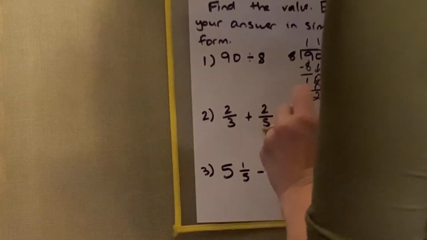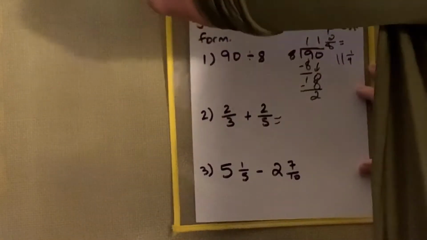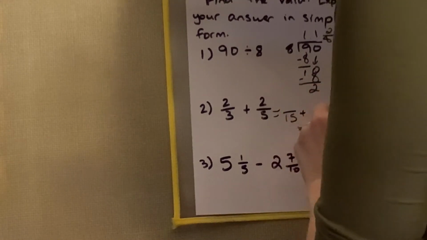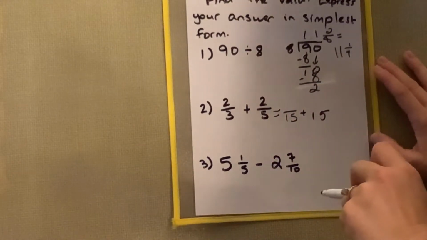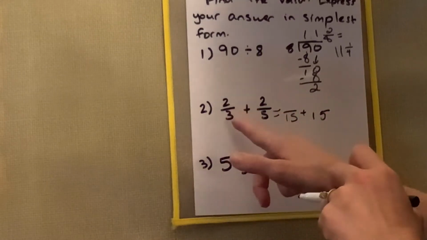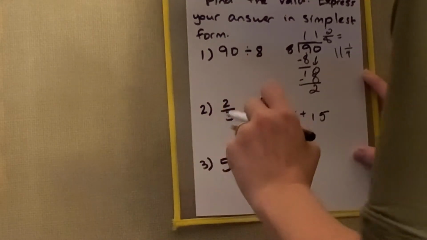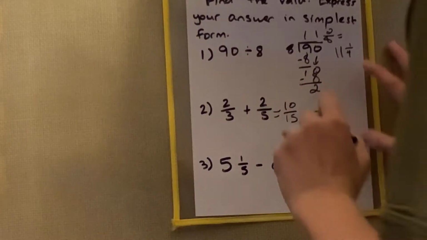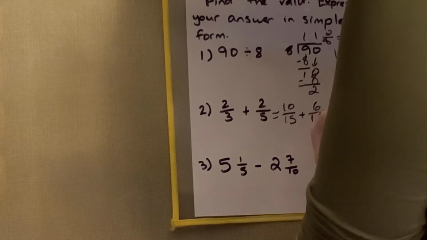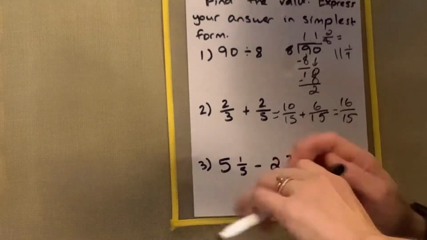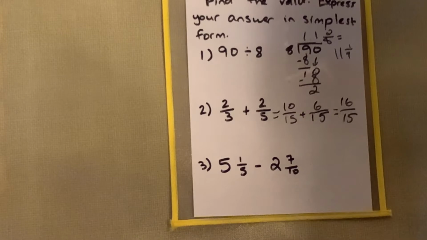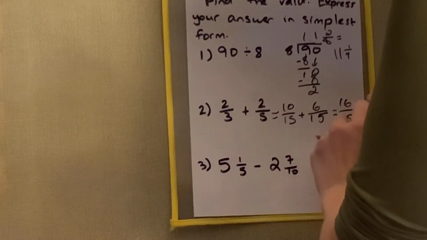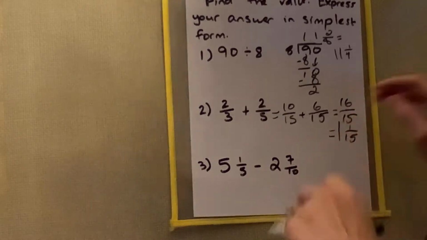For 2, we need to find a common denominator, which in this case is 15. So we're going to be adding something over 15 plus something over 15. How do we get from 3 to 15? 3 times 5 is 15, so 2 times 5 is 10. 5 times 3 is 15, so 2 times 3 is 6. We end up with 16/15. We always check: can it be made proper? Can it be simplified? This one can be made proper. It's equal to 1 and 1/15.